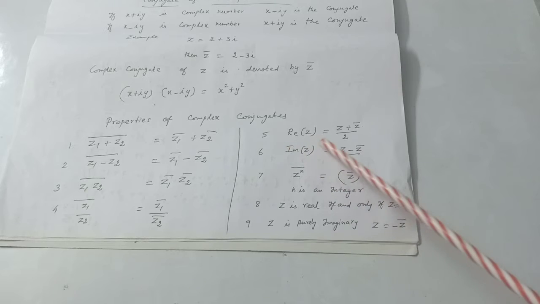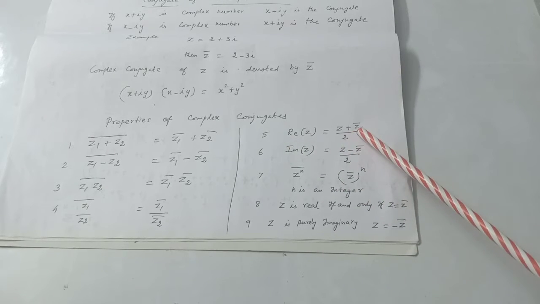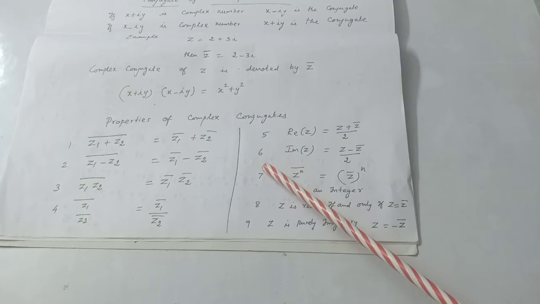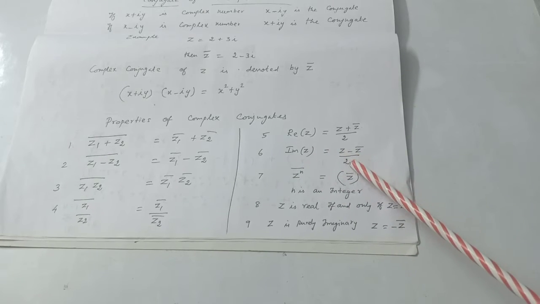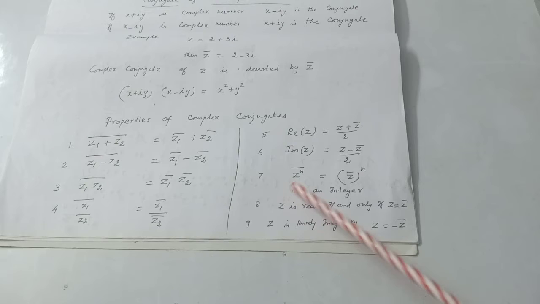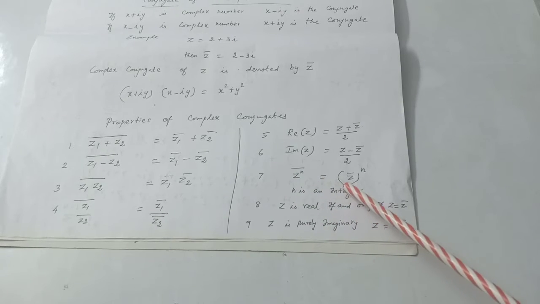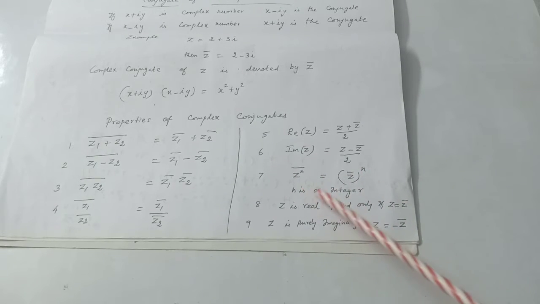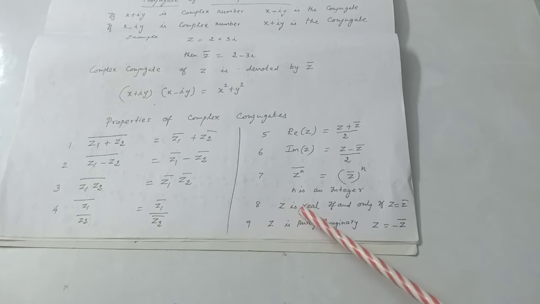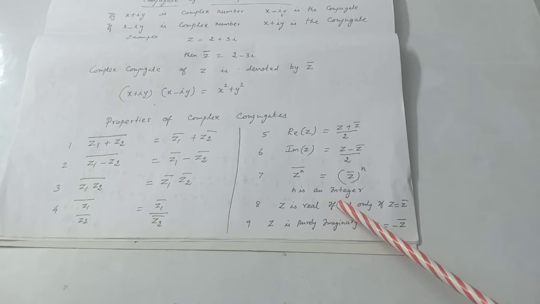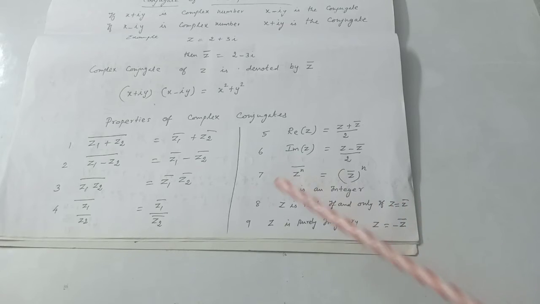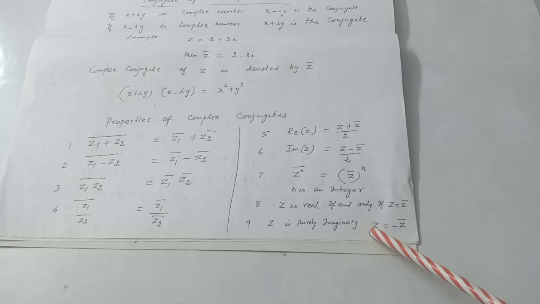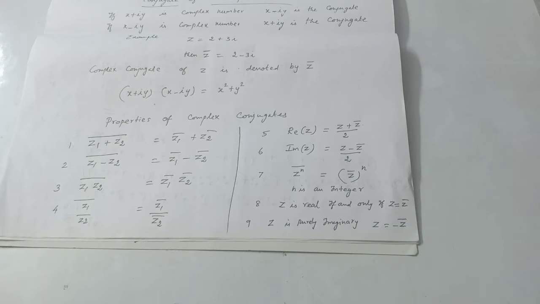5. Real of z is equal to z plus z bar whole divided by 2. 6. Imaginary of z is equal to z minus z bar by 2i. 7. z power n whole bar is equal to z bar whole power n, where n is an integer. 8. z is real if and only if z is equal to z bar. 9. z is purely imaginary if z is equal to minus z bar.